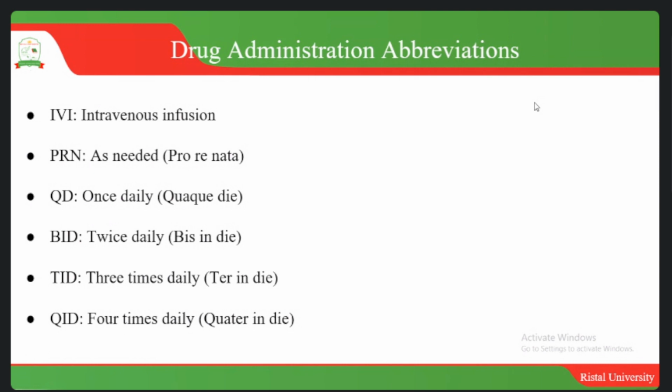Then QD is once a day. So you give a patient treatment once a day. Sometimes they put OD, which is given once a day. If it is in the morning, you give only in the morning. If it is in the night, you give only in the night. So once a day, meaning giving that drug only one dose per 24 hours.